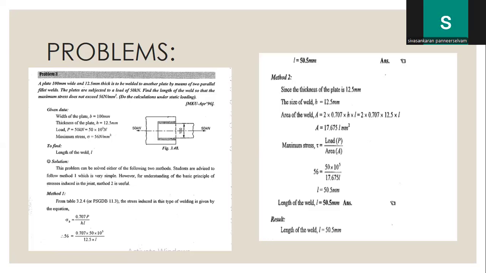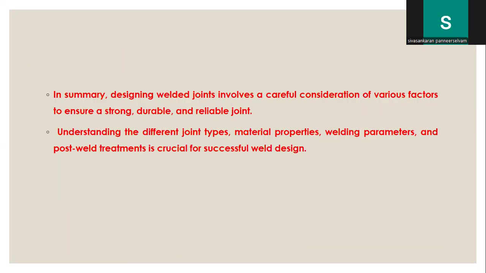So from this information, I conclude that in summary, the design of welded joints requires careful consideration of various factors in order to make a very strong, durable, and reliable welded joint design. Understanding the various types of joints, material properties, different welding parameters, and post-weld treatments are the main important things for a successful weld design.